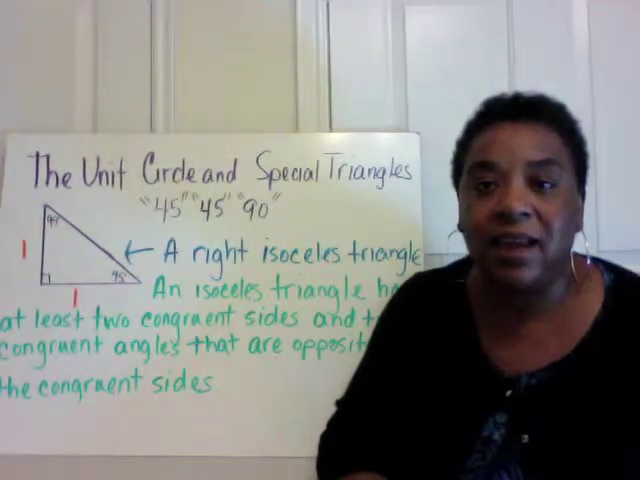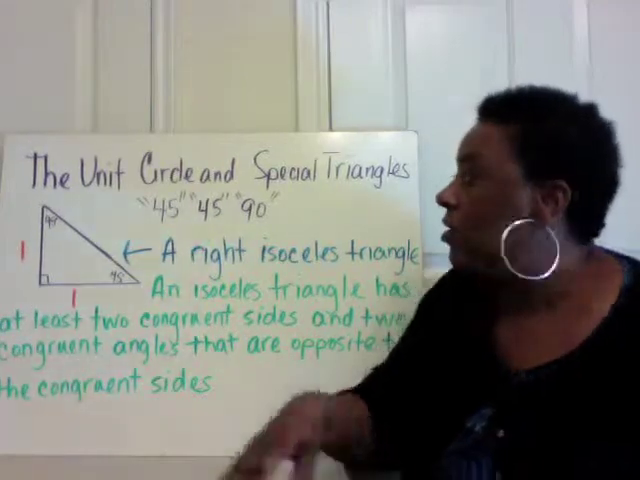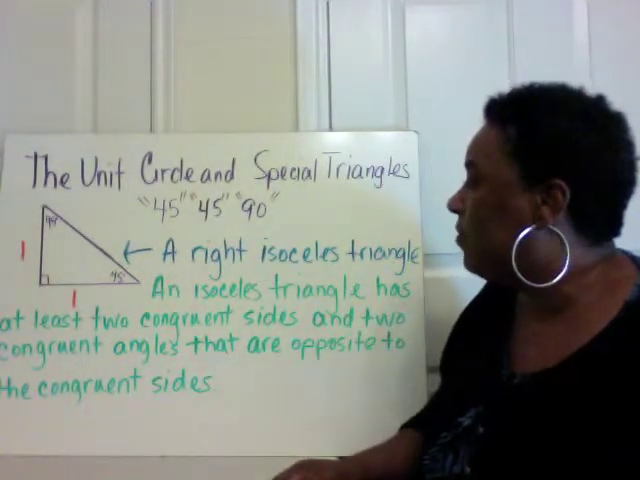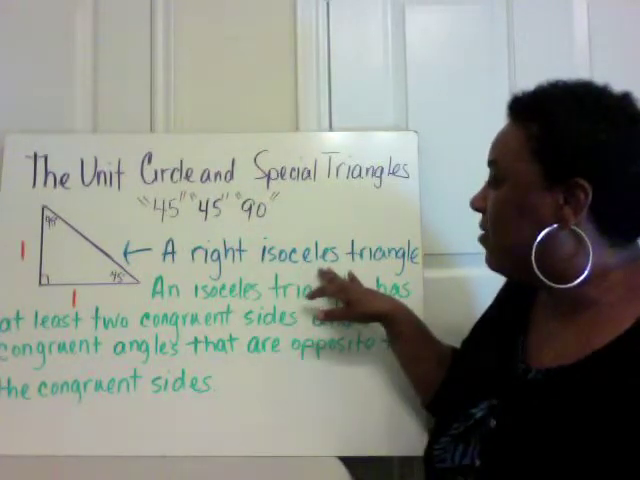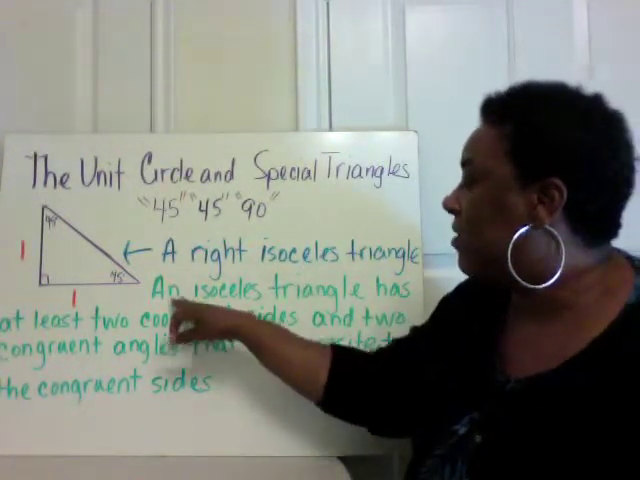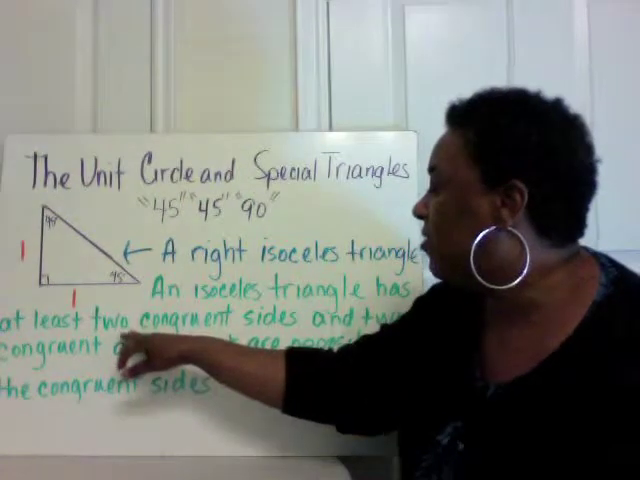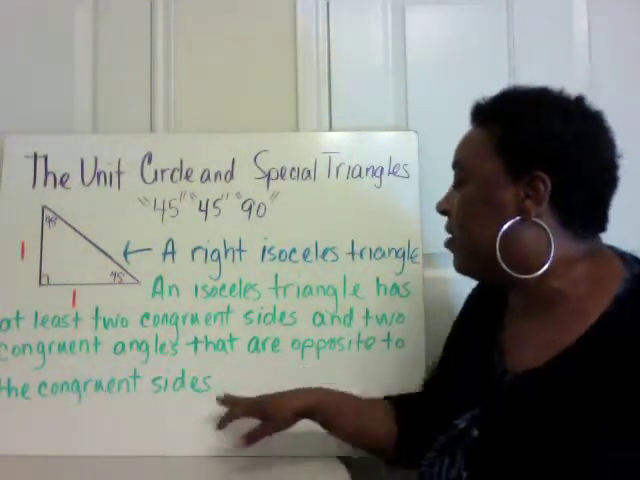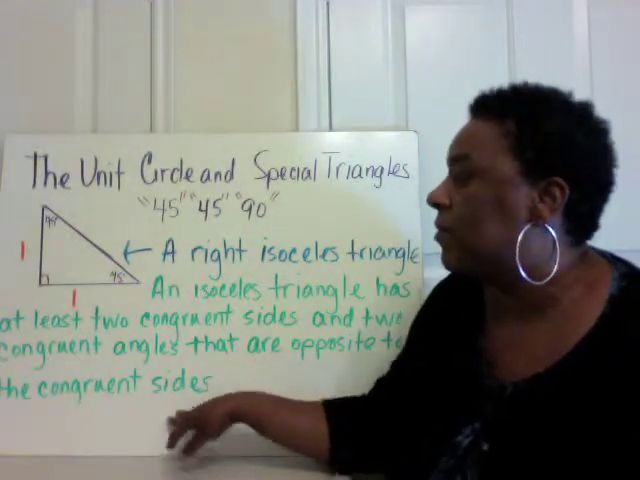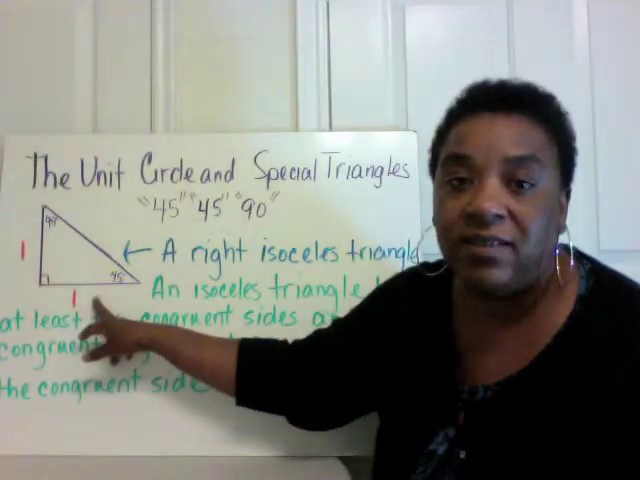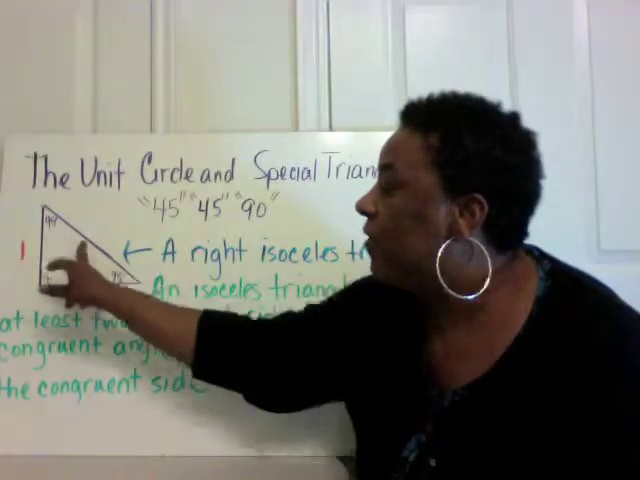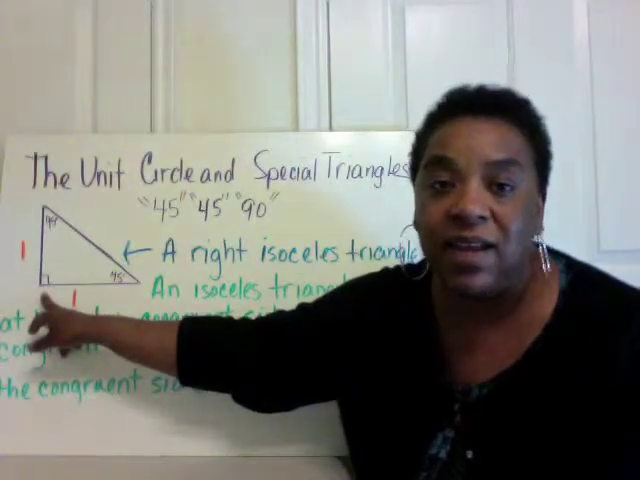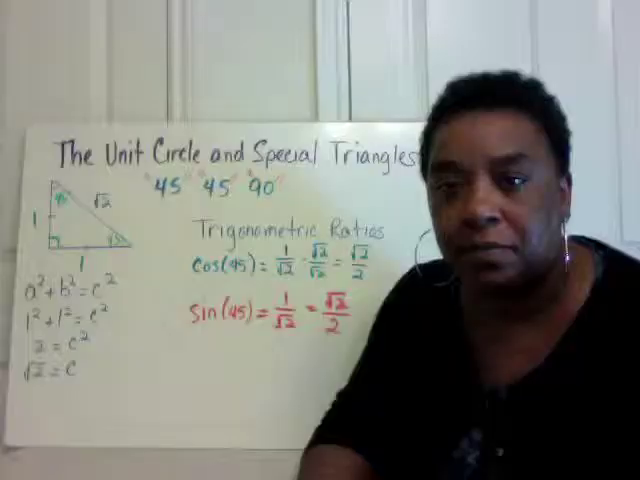Now let's look at another special right triangle, which is the 45, 45, 90 degree triangle. Now this is a right isosceles triangle. An isosceles triangle has at least two congruent sides and two congruent angles that are opposite the congruent sides. So the length of these two sides is 1, and the measure of these two angles is 45 degrees, and then we have our right angle, which is 90 degrees.